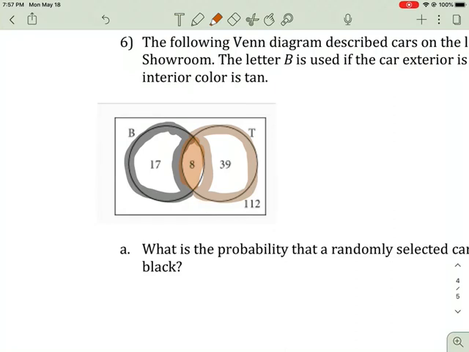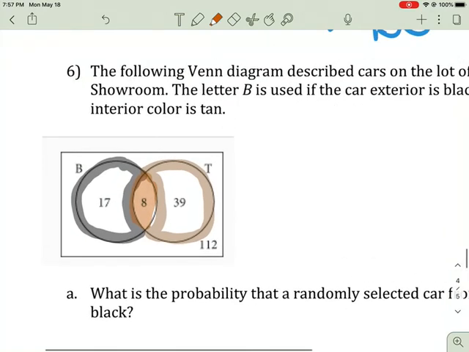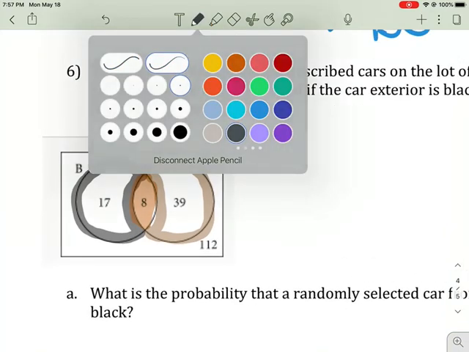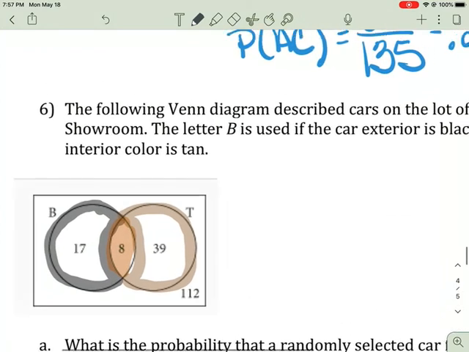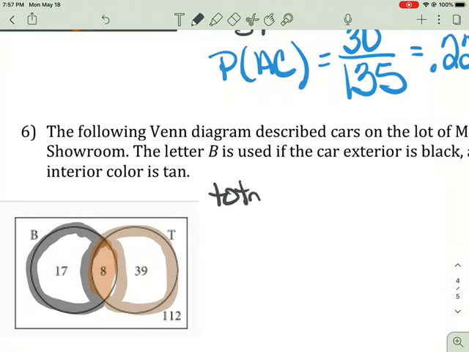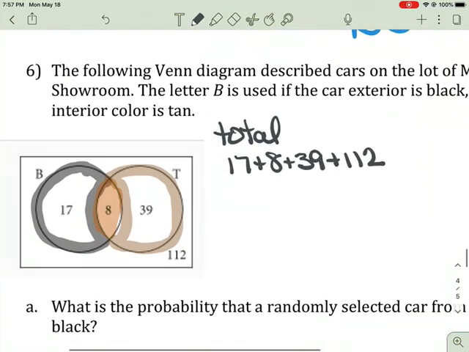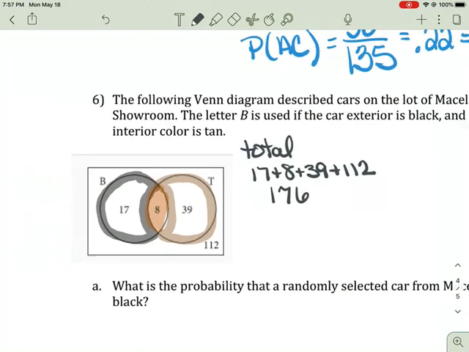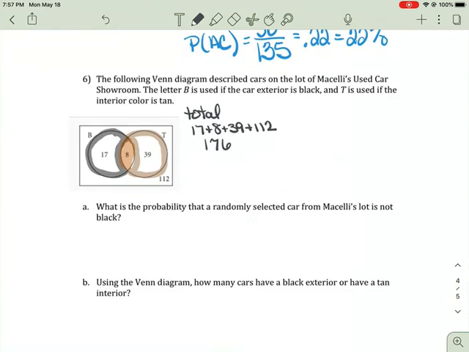Total number of cars. We're going to have to add these together. That 112 is everybody else, so we're going to have to find the total. We're going to have to do 17 plus 8 plus 39 plus 112, because 112 is how many are not black, not tan, not both. So we should get 176. All right, let's take a look at our questions here.